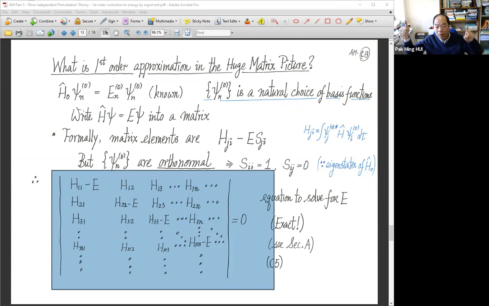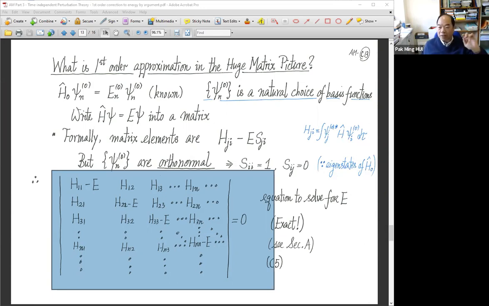The second side of the problem is that we know one formula for perturbation, the first order correction in energy. I have that. My question is, is there a way that I can connect this exact huge matrix to my first order perturbation theory?